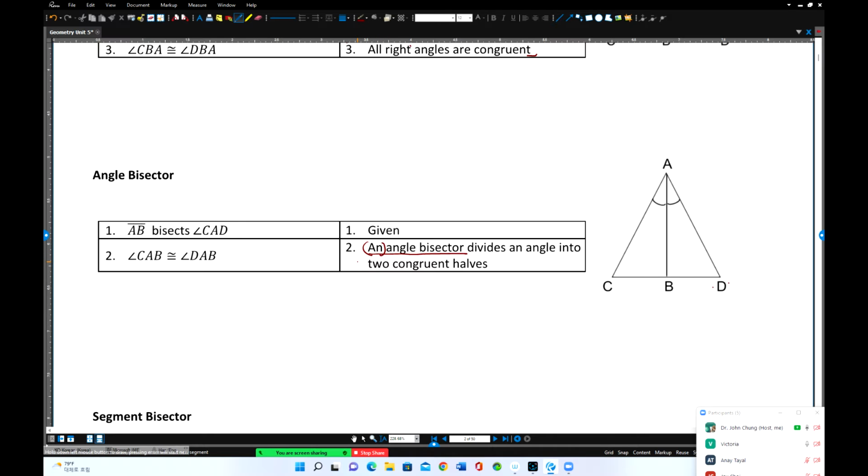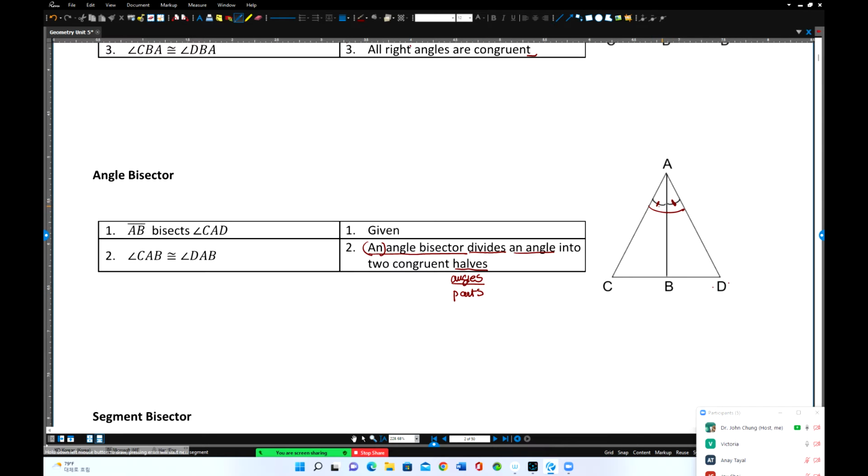It's just what? Angle bisector divide. Don't forget, an angle bisector divides an angle, this angle, into two congruent angles. You can use two congruent angles instead of halves. It's okay to say halves, equal angles, or sometimes we use two congruent parts.